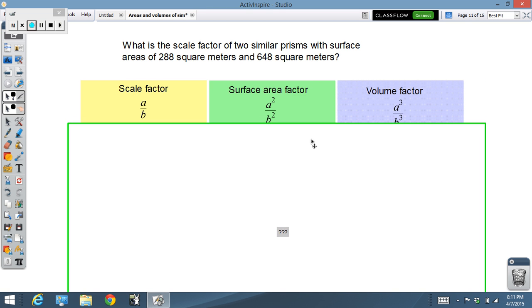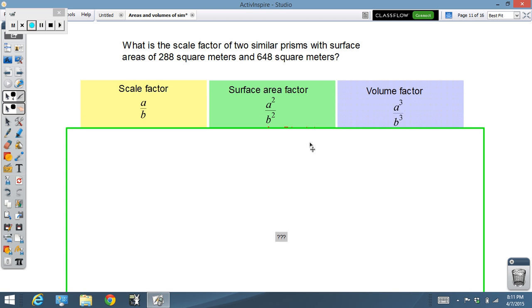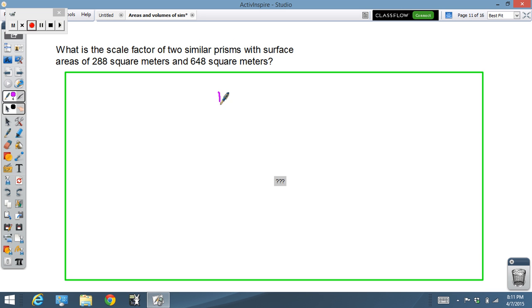I think about them in terms of 3 columns. I've got a yellow column, a green column, and a blue column. Doesn't matter which is yellow, green, or blue, but what I do is make a scale factor column where I'm going to list A over B. For surface area, I'm going to list A squared over B squared. And for volume, I remember that's going to be A cubed over B cubed.